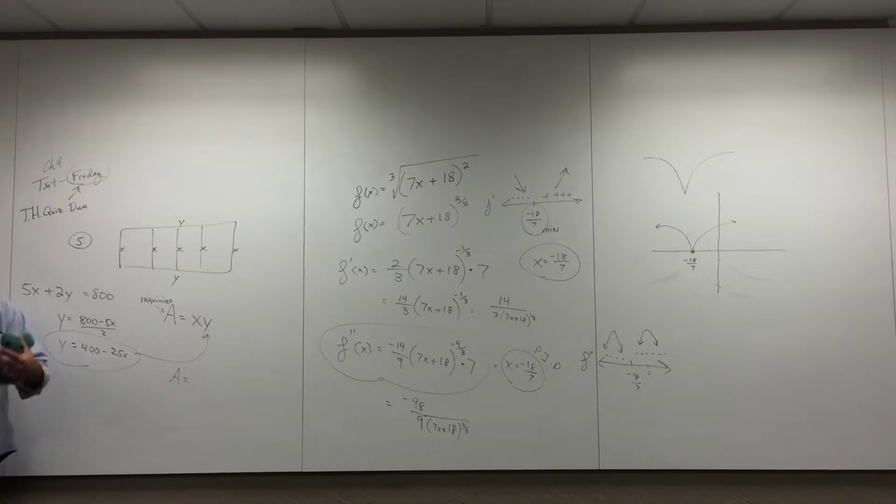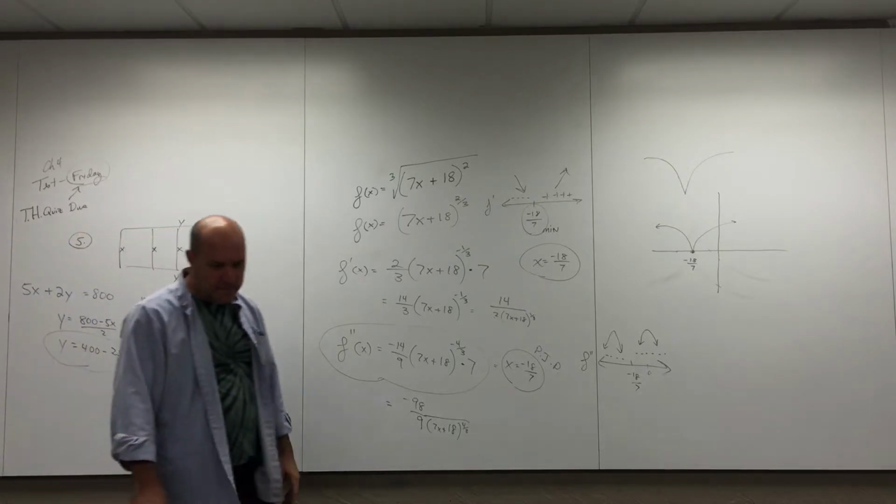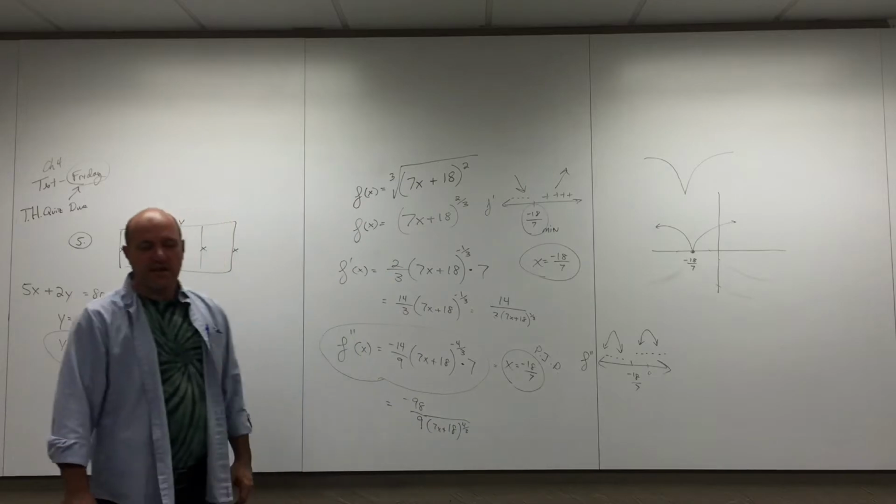You'll find one critical number. That's going to be the answer. Wait a minute, what's it the answer to? It's x, the width that maximizes the area. What's the question? The largest possible. Oh, it wants the area.